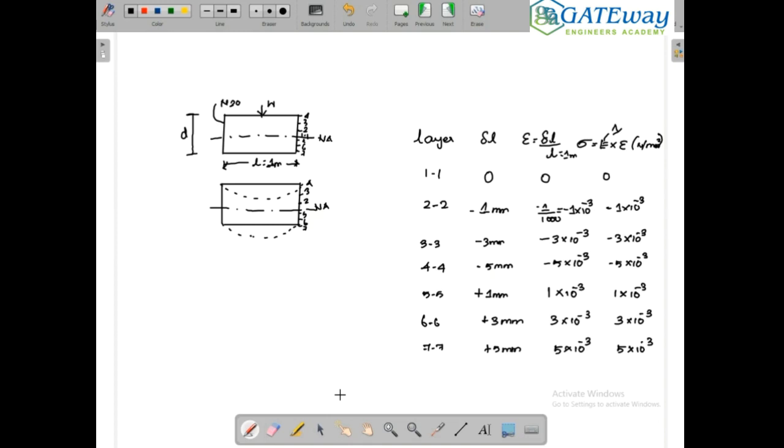So what can you see from this? The stress is the same but in opposite direction. They are produced equally in layers, in opposite nature, from the neutral axis.